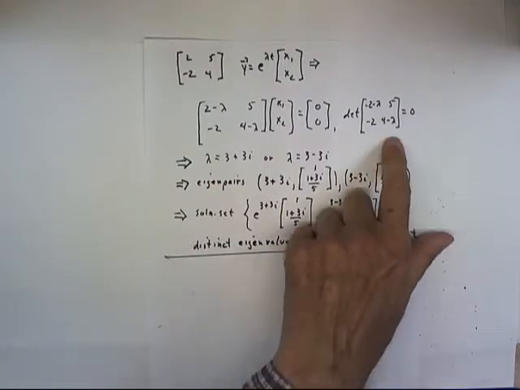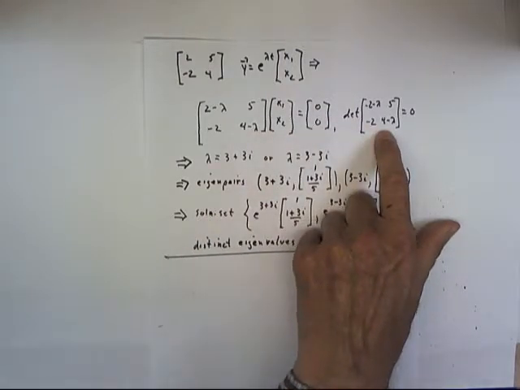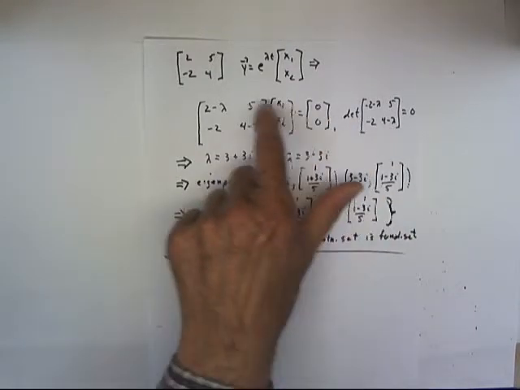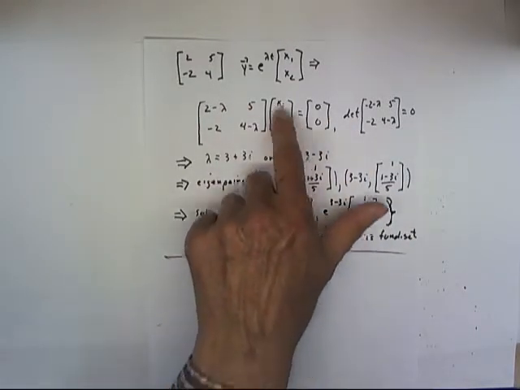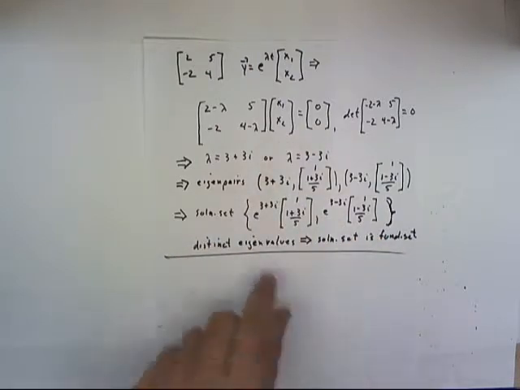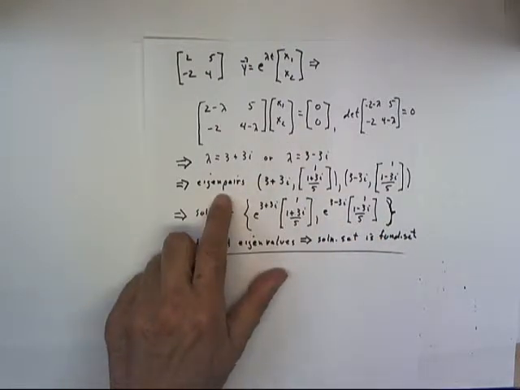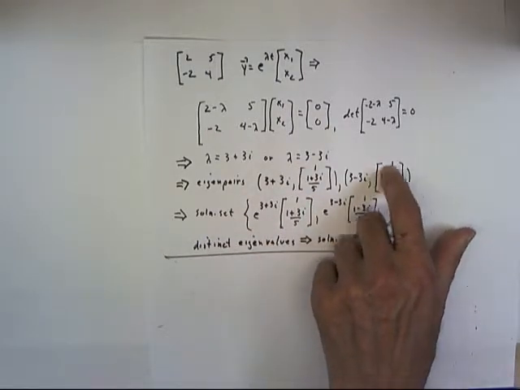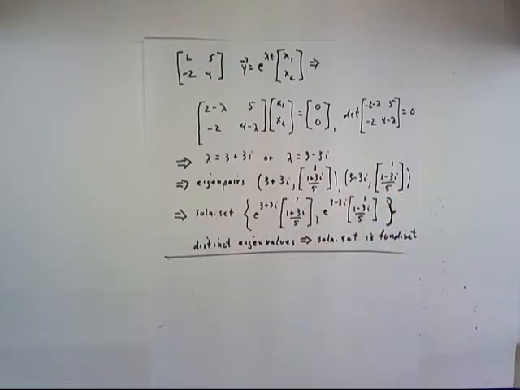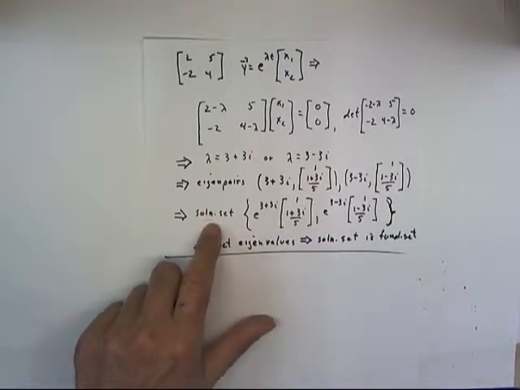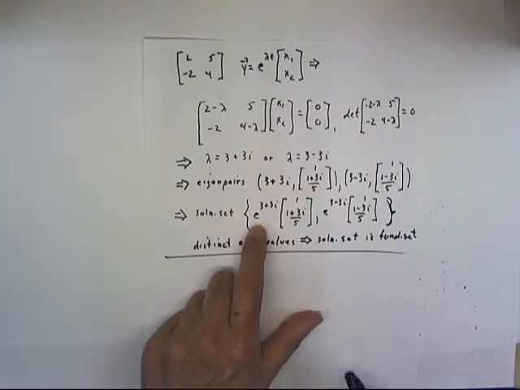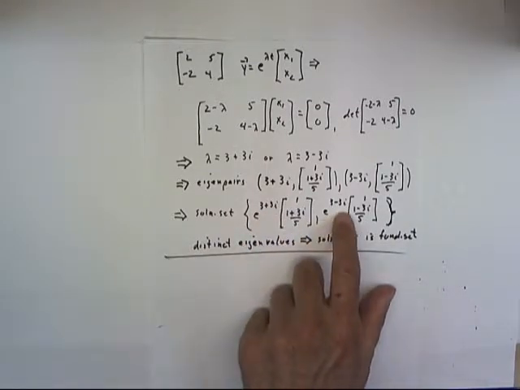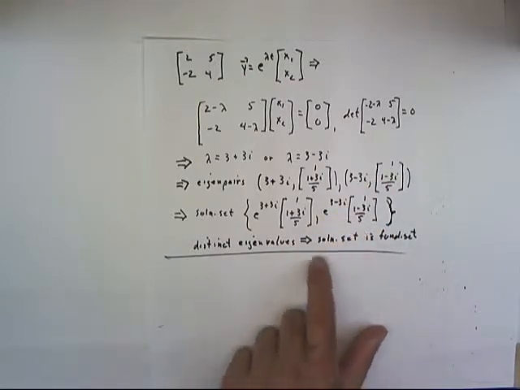We solve those equations. We get 2 different values for lambda, 3 plus 3i and 3 minus 3i. Plugging those values into these equations, we get solutions for x1, x2, giving us the eigenpairs 3 plus 3i, 1, 1 plus 3i over 5, and I'm not going to read this one to you. You can see what it is, and we've already seen it, implying the solution set e to the 3 plus 3i times the first eigenvector, e to the 3 minus 3i times the second eigenvector.